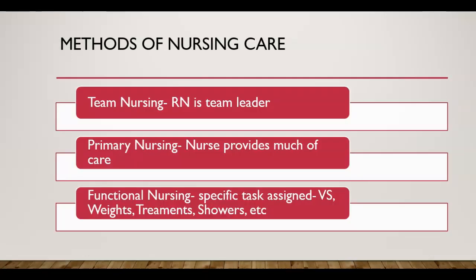Methods of nursing care. We have team nursing, where the RN is the team leader and everyone reports to the team leader. We have primary nursing, where the nurse provides much of the care. This is sometimes seen in an intensive care unit where they may only have 1 or 2 patients and they do everything for the patient, including what a CNA would do. No, they don't always have a CNA there.